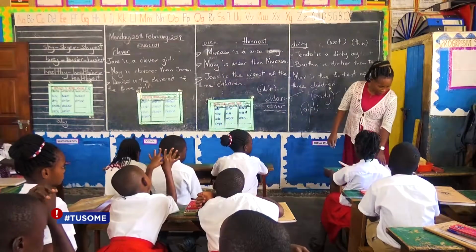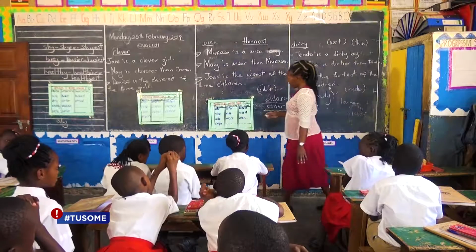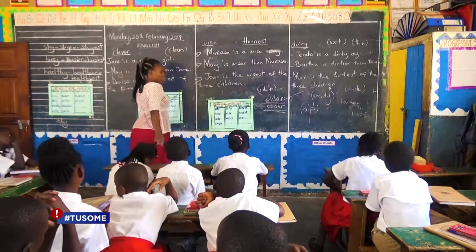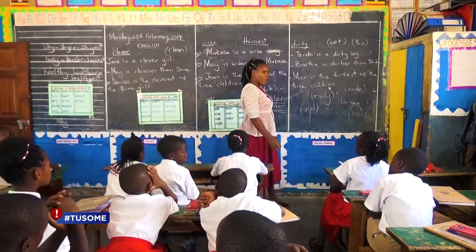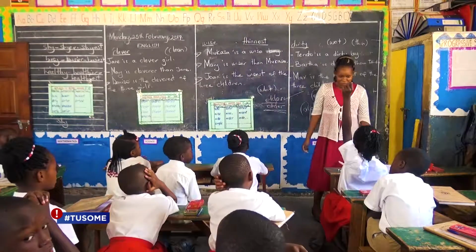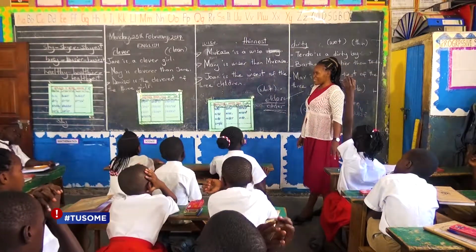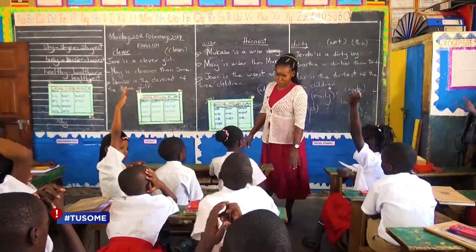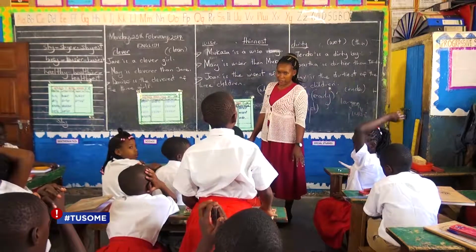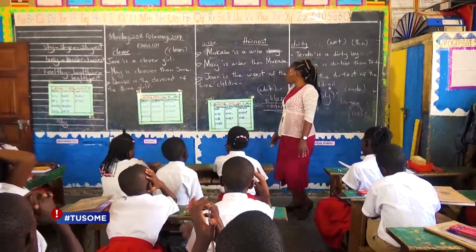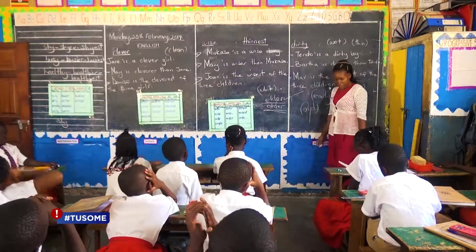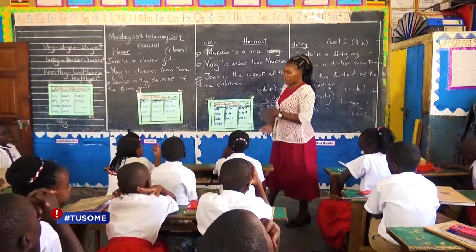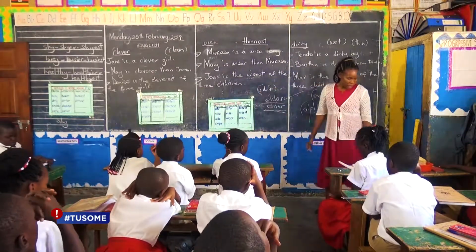I have the adjective clean. Now I'm going to say: primary 5 is dash than primary 3. Primary 5 is cleaner than primary 3. Which degree is that? Comparative degree. The comparative degree.